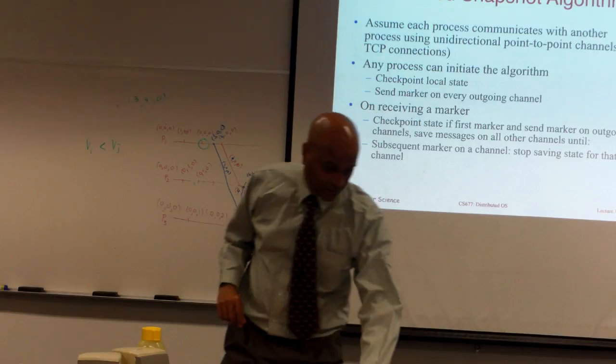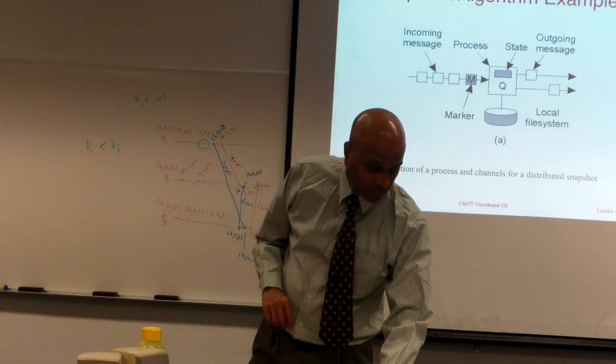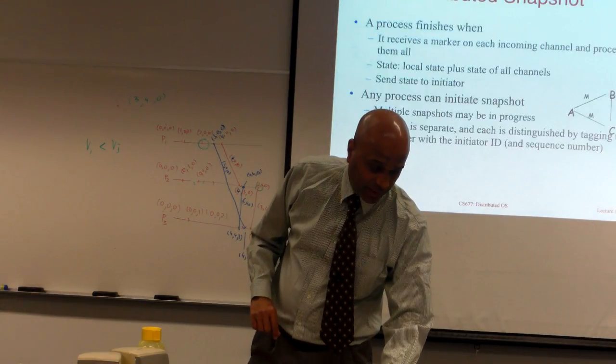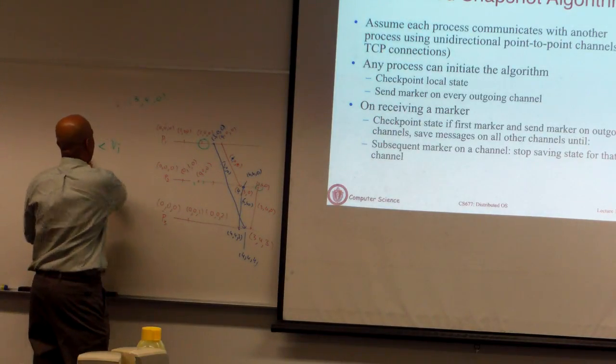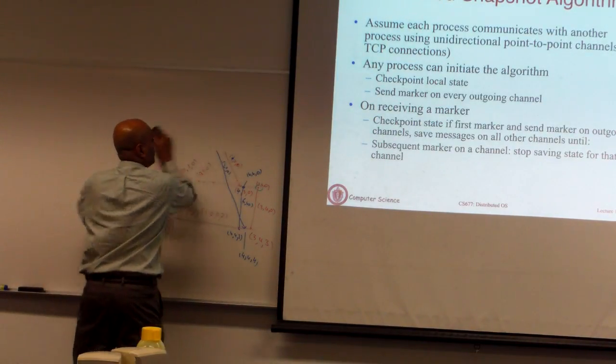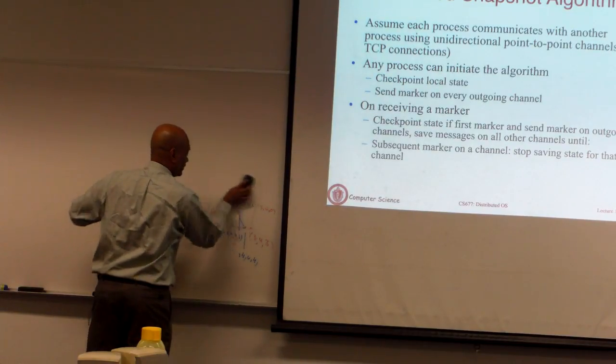There are more pictures here, but they are a little confusing. These are pictures from the book, but I'm going to show you that the algorithm has a simple set of message exchanges.